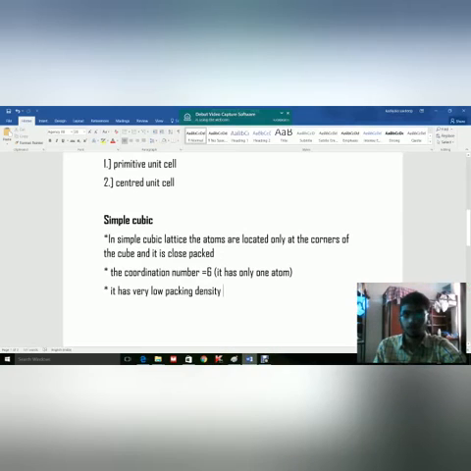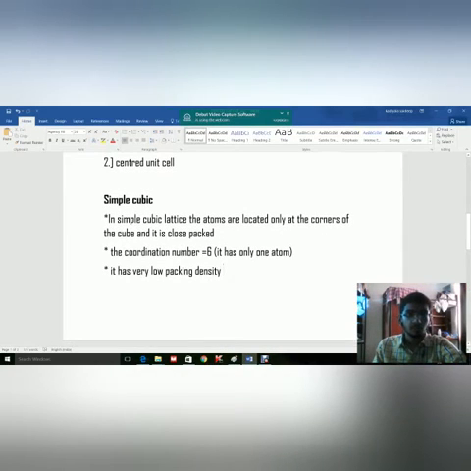Now I am going to explain about the simple cubic. Generally in a simple cubic lattice, the atoms are located only at the corners of the cube and it is very closely packed. The coordination number of a simple cubic lattice is 6. It has very low packing density.